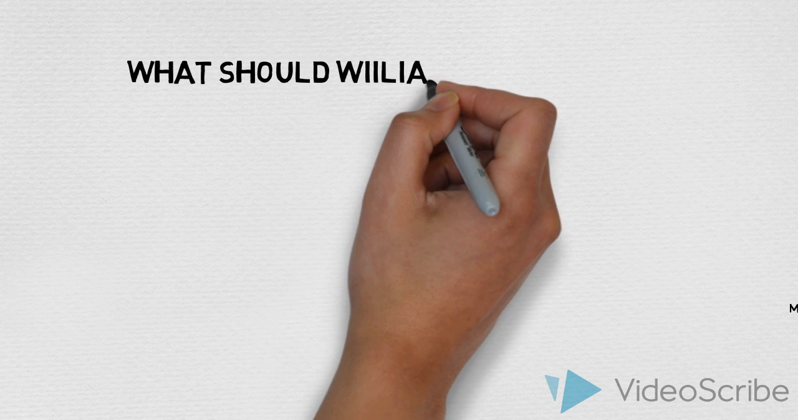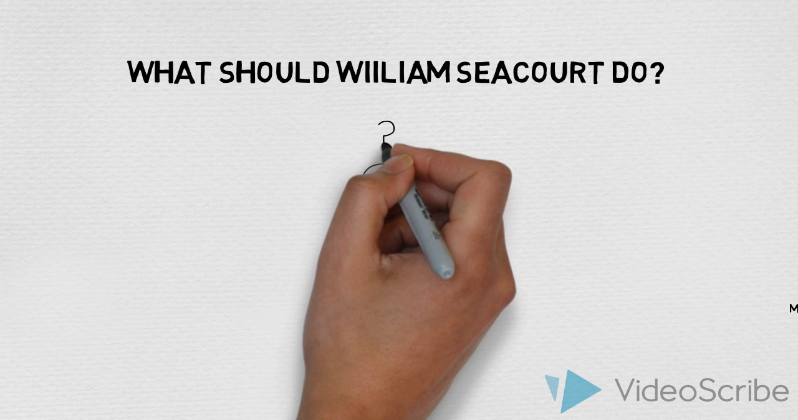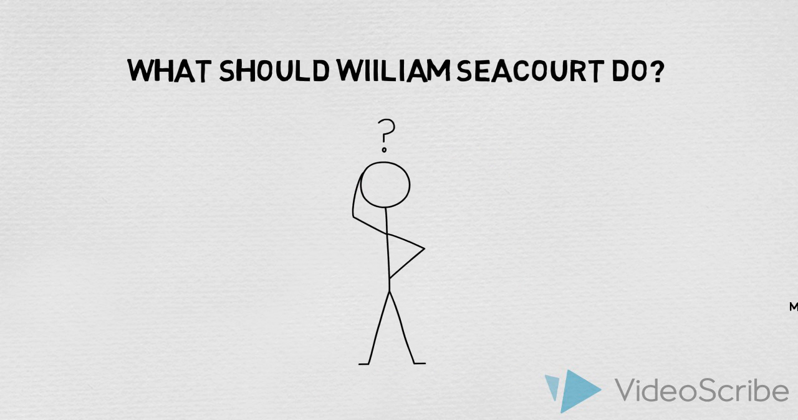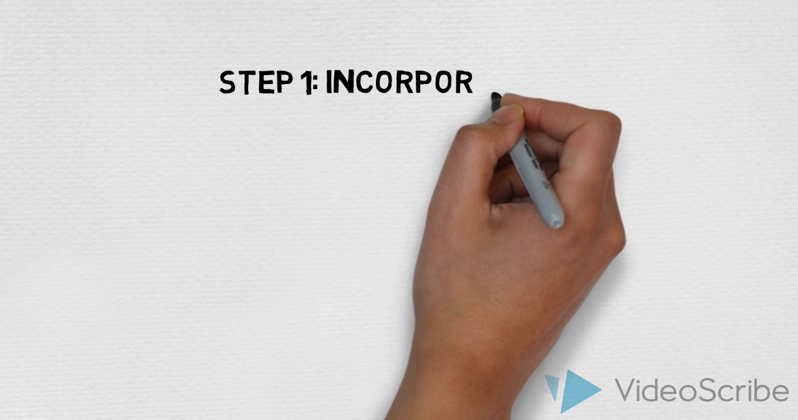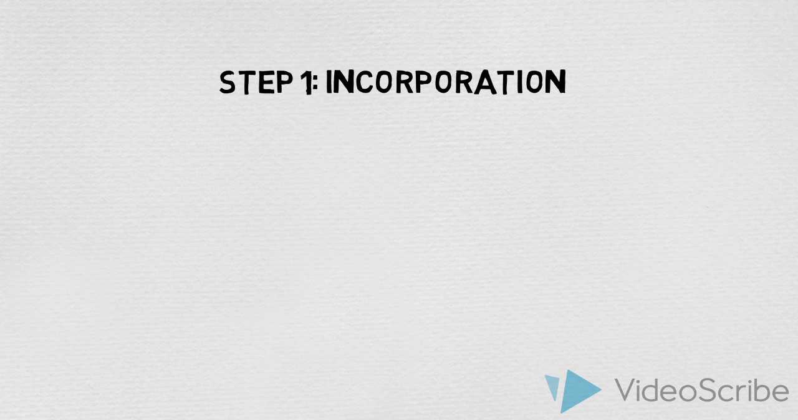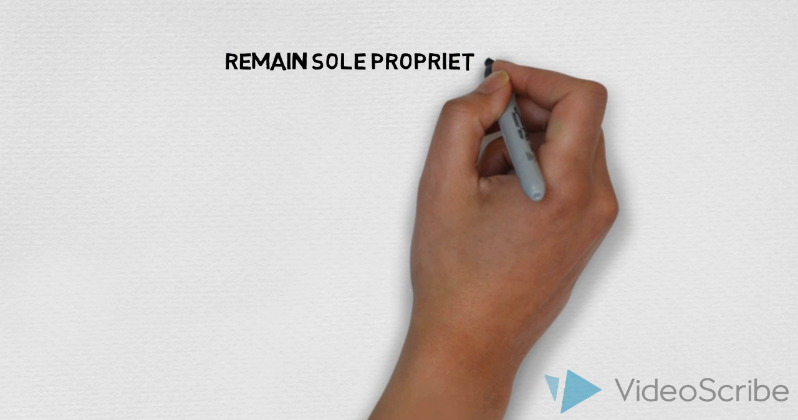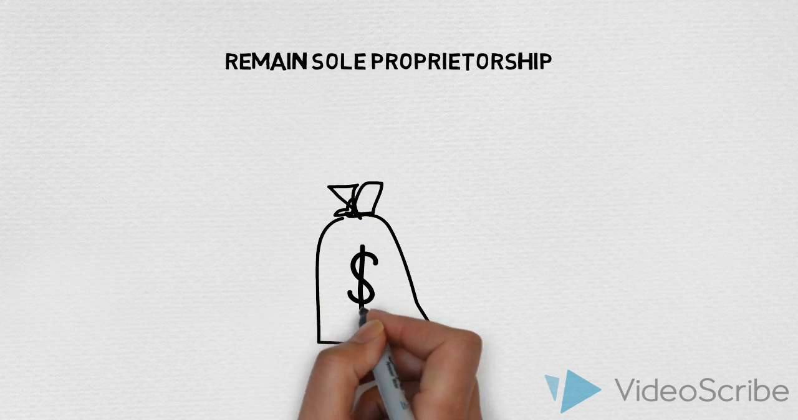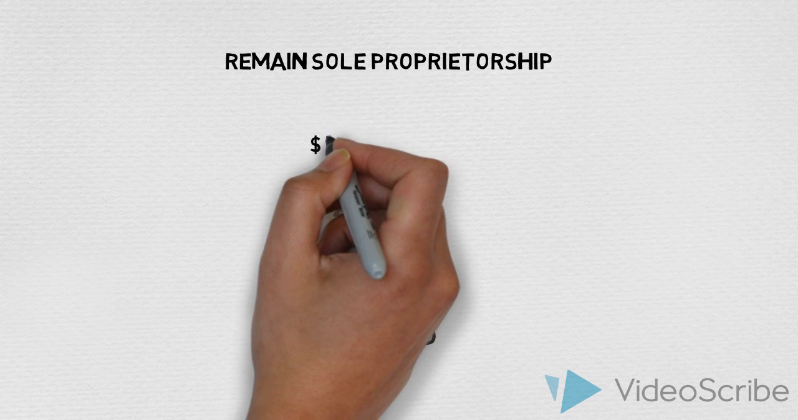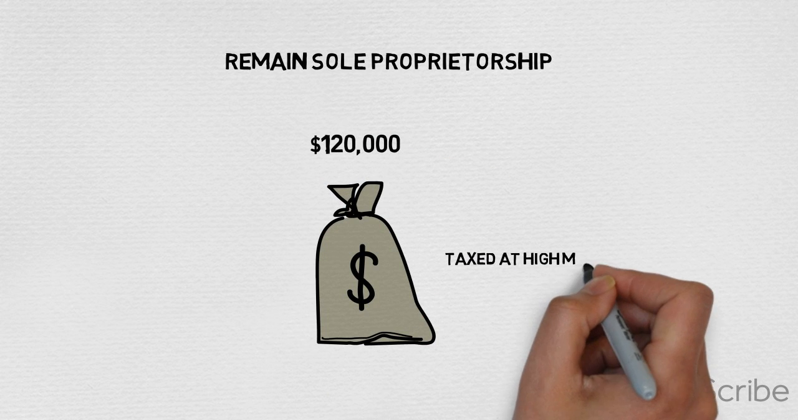So now that we know the advantages and disadvantages of incorporation, we will be able to analyze the case of William Secord. Firstly, we recommend that William incorporate his business due to the fact that any funds that are not pulled out as salary are taxed at the lower corporate tax rate of 15%. If William was to remain a sole proprietorship, the full $120,000 would be taxed at the high marginal rate. Therefore, the corporation shields the funds he does not require this year from the high marginal tax rate.